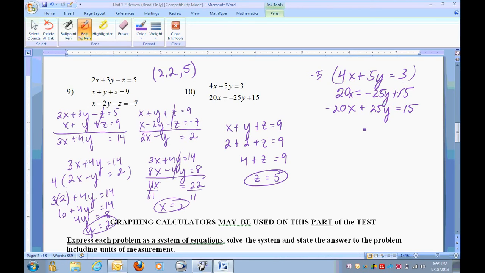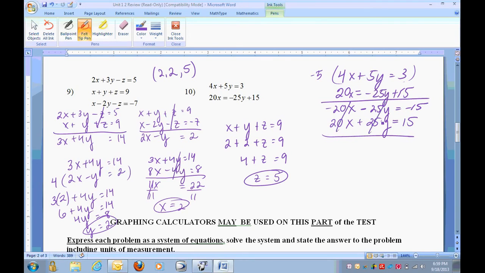Let's rewrite our second equation so that the equal signs line up. So I'm going to bring this 25y over to the other side. So I end up with positive 20x, and then positive 25y equals 15. Oh, I'm sorry, when I multiplied the top equation by -5, that should have become -25 there, and this should have become -15.